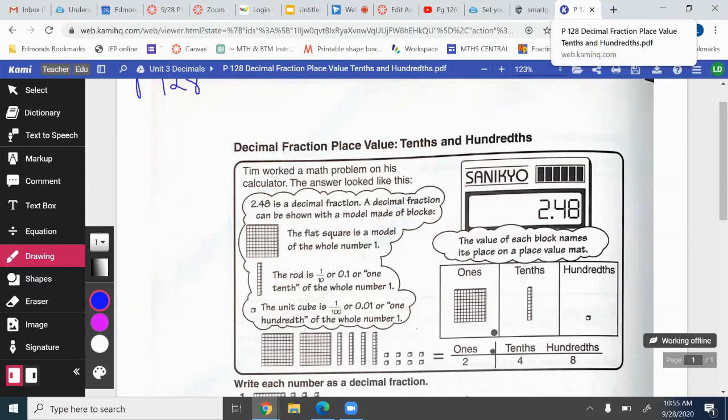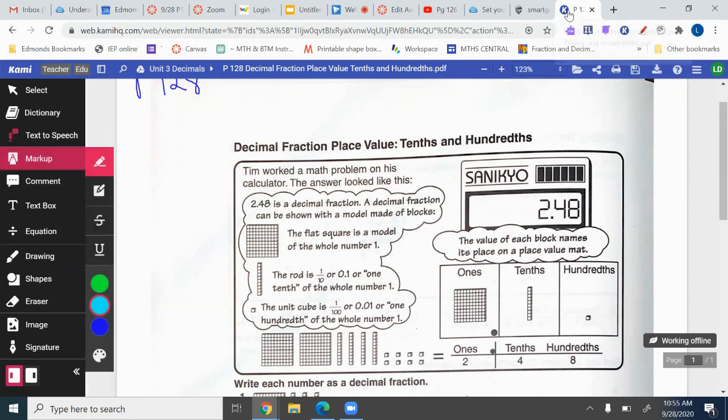All right, today we're working on page 128. We're going to look at how decimals and fractions are related, but also digging into how do we write these decimals. So the first thing is we're going to say that this block right here is now equal to 1. This is a whole number. So we're going to change your brain set, and that is a whole number.